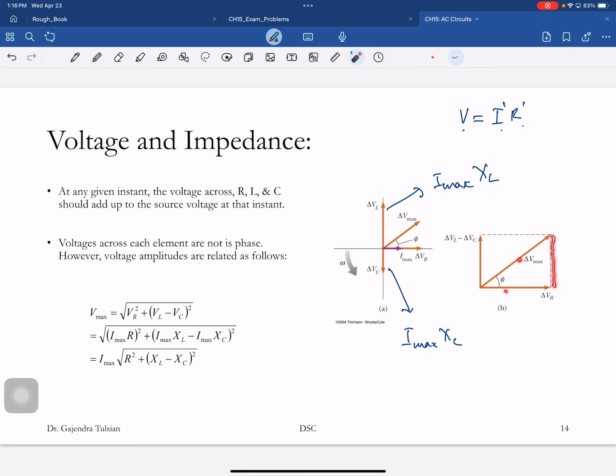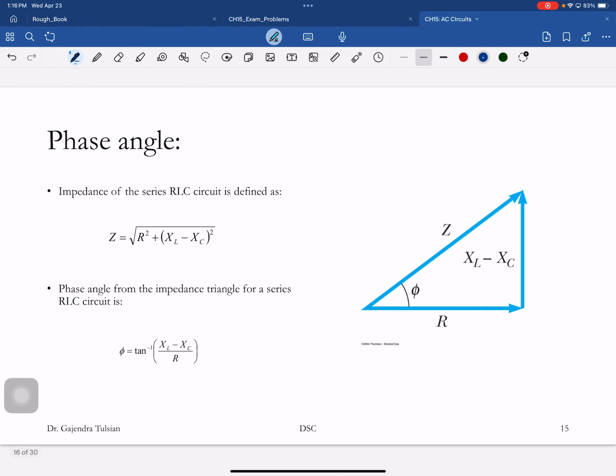We'll apply the Pythagorean theorem. V max is the square root of VR squared plus (VL minus VC) squared. I max is common, we'll pull it out, and this is Z. So this is equal to I max times Z. So the impedance of an RLC series circuit is that.